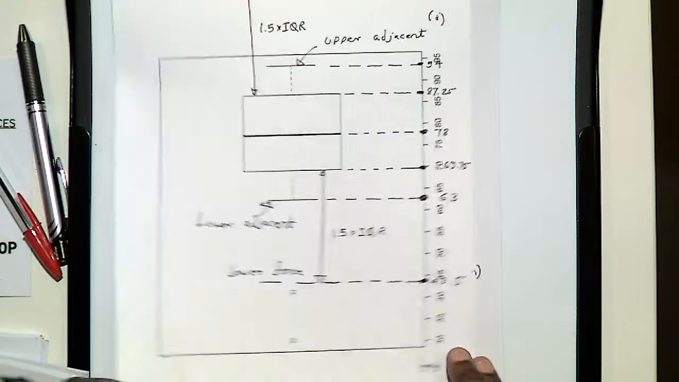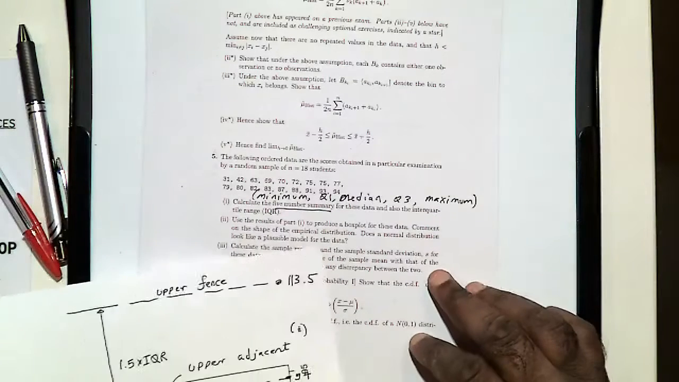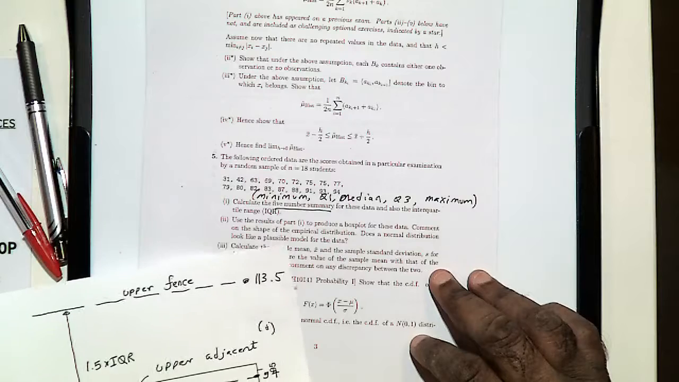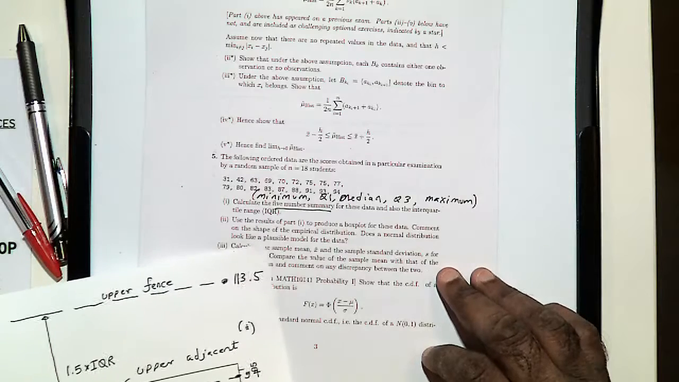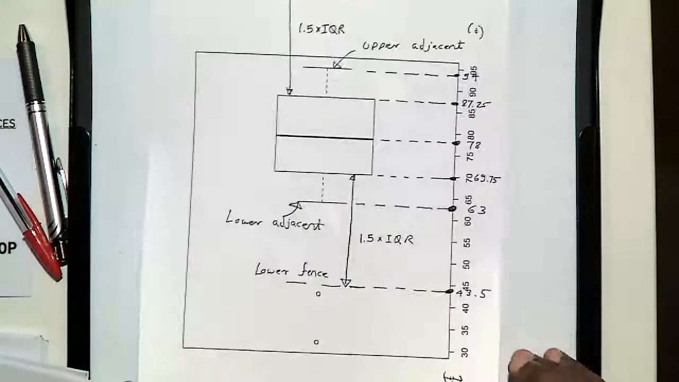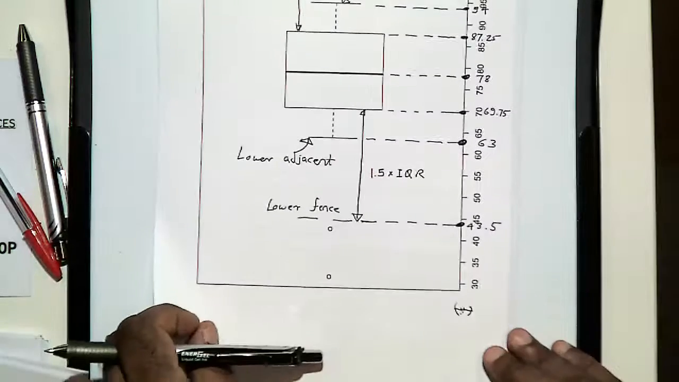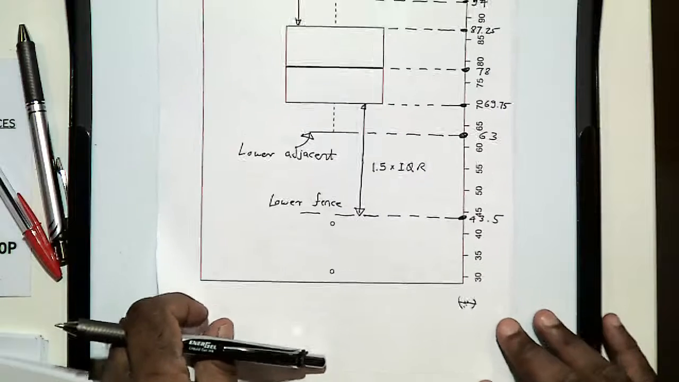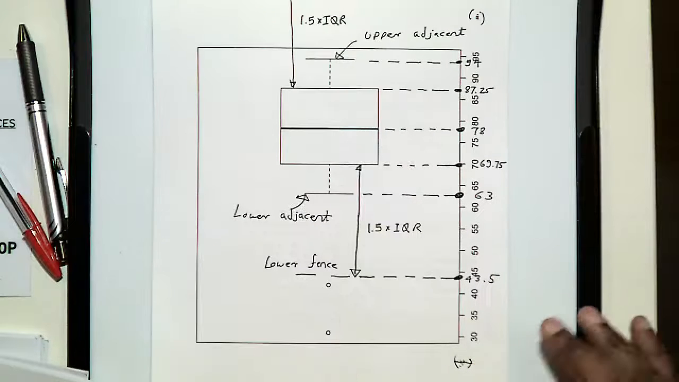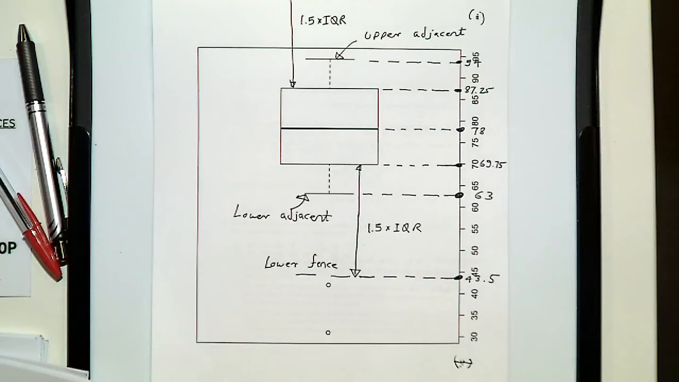Now continuing with the question, you should go back to the question. It's asking you, is a normal distribution a plausible model for the data? What can you say about it? I mean, looking at this picture here, can you see that a normal distribution is plausible or not? And if yes, why? Or if no, why?